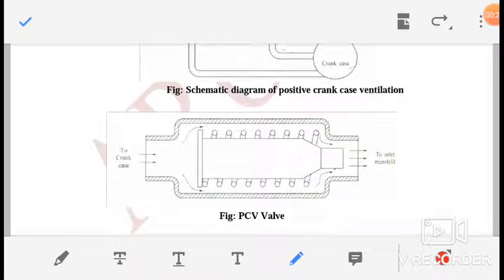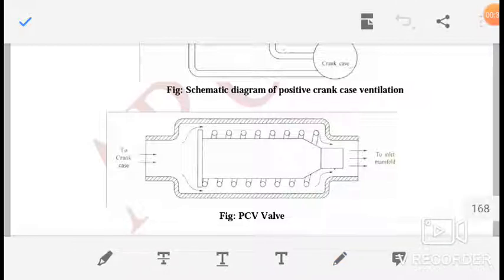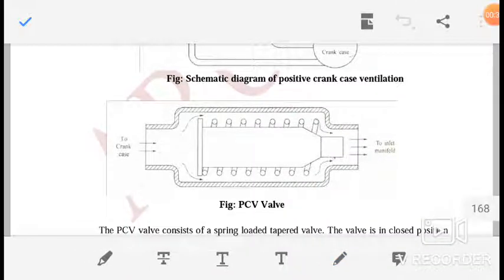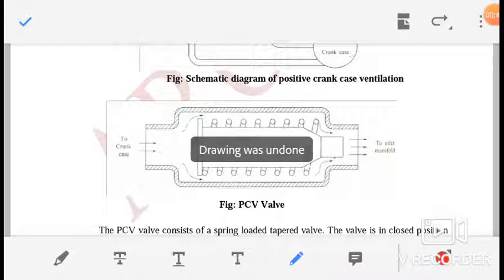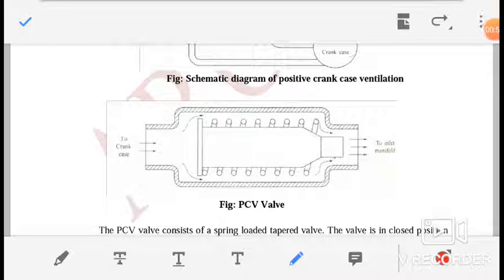Here, the PCV valve consists of a spring-loaded tapered valve. This one is the spring-loaded tapered valve, and the valve is in the closed position under the action of crankcase pressure and manifold vacuum. So whenever there is crankcase pressure and manifold vacuum, at that time the spring valve is in a closed position.